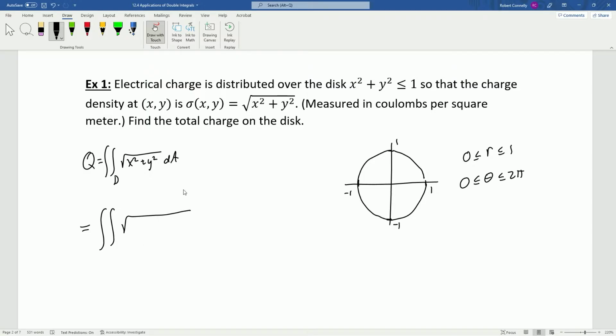So that allows us to convert this into an integral from 0 to 2 pi and 0 to 1 of, now we replace x with r cosine of theta, and we square it, replace y with r sine of theta and square that, and then this becomes r dr d theta.